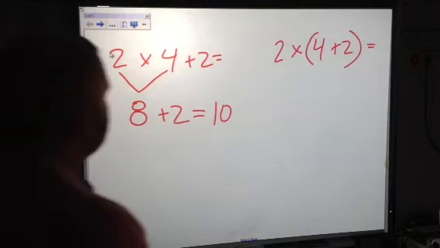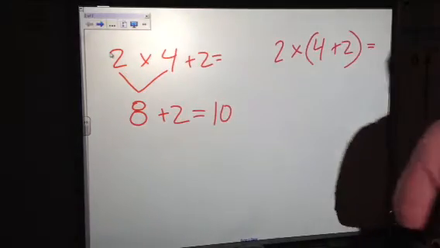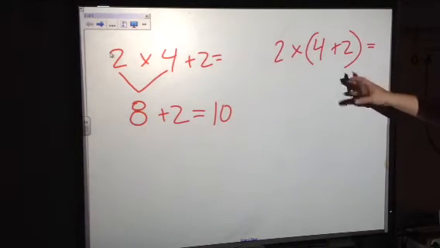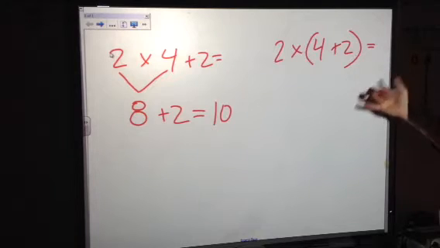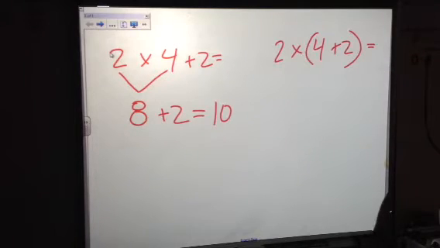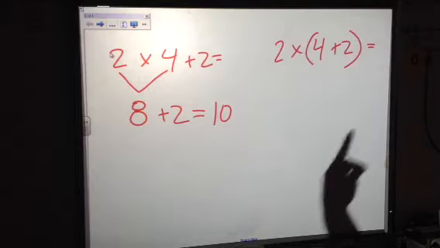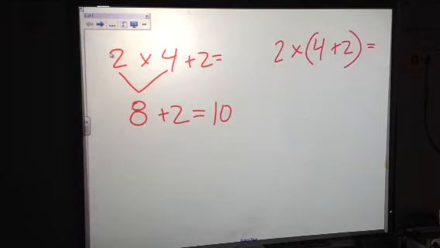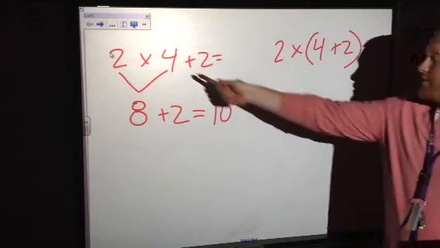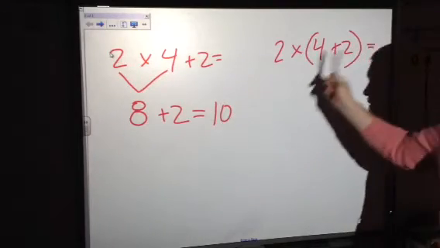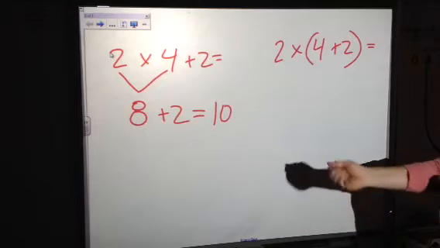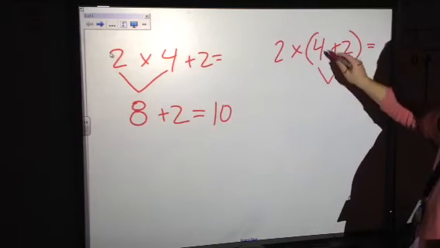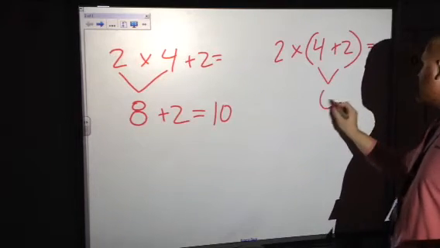Now look how it changes when I add parentheses over here. So once again, same numbers, same operations, but I have parentheses. Now I know according to my order of operations, I have to do parentheses first. So that's what I start with. Without the parentheses, I do it just like we did over here. But I add those parentheses. I know I have to do 4 plus 2 first. So I perform that first. I got 4 plus 2. I end up with 6.